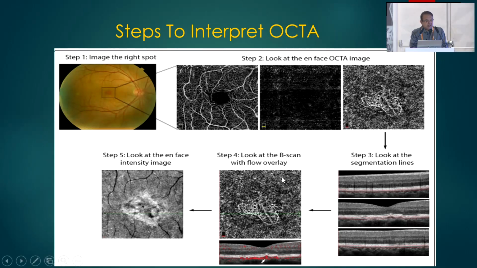Look at the B-scan with flow overlay. This red thing that you see here is the flow overlay. This tells what the flow is in this lesion. In lesions like PCV, where the flow is very minimal, you will not get any flow overlay. And these are the structural images or infrared images, en face images of the retina, how you see the retina.